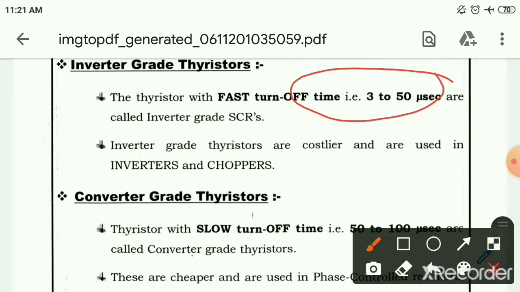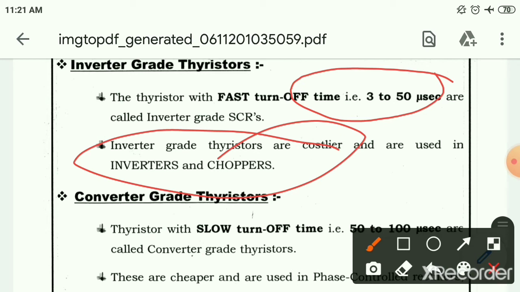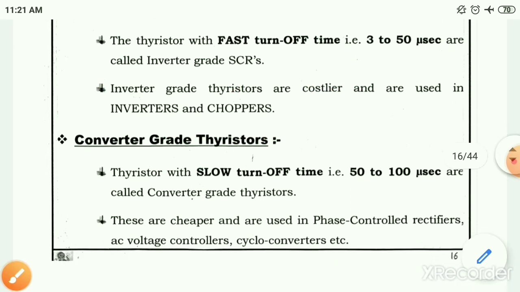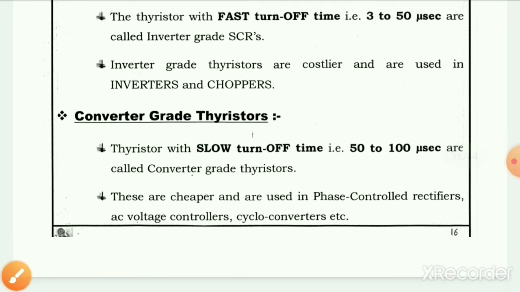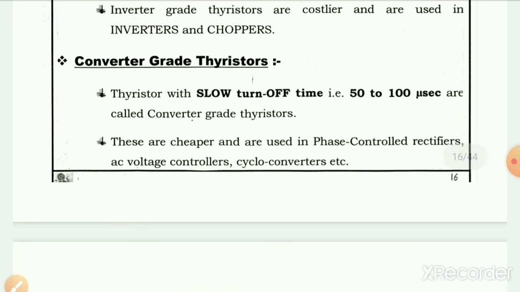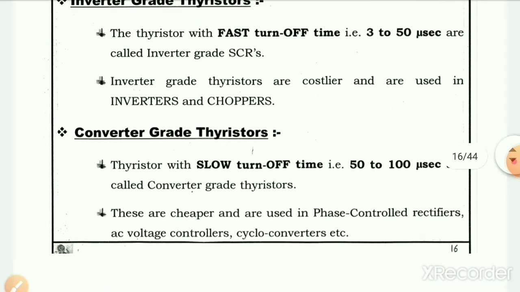The inverter grade thyristors are costlier and they are used in inverters and choppers. So they are a bit costlier compared to the other type of thyristors, but they are used in chopper and inverter applications.